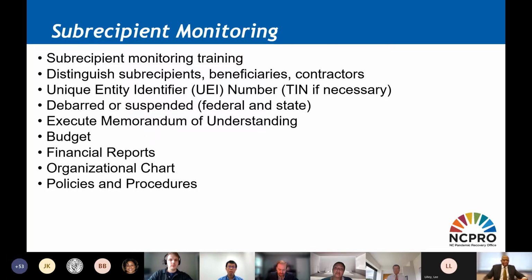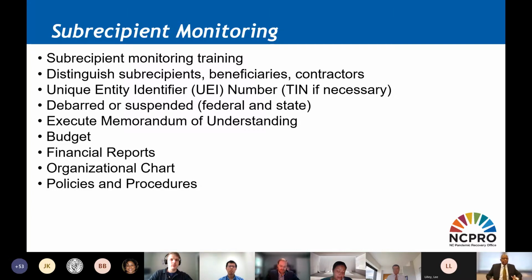As we prepare ourselves and as we get subrecipients set up or qualified, if you will, we need to go through those exercises and ensure that we check for debarment and suspension, and that's both on federal and state listings, making sure that we do in fact execute memorandums of understanding. That will be a state agency responsibility with your subrecipients.